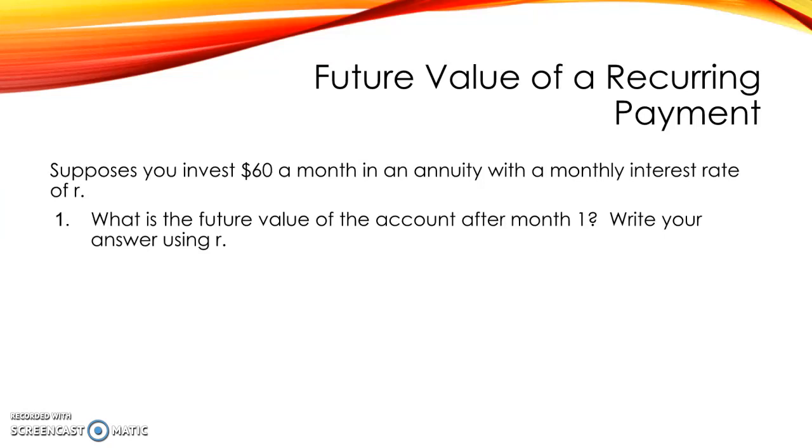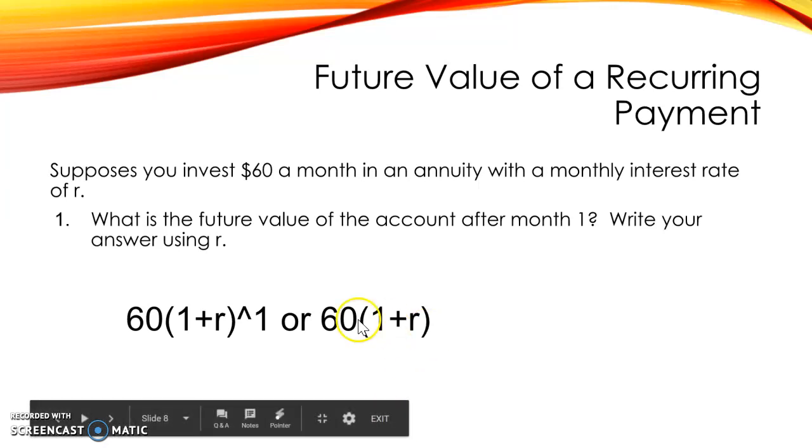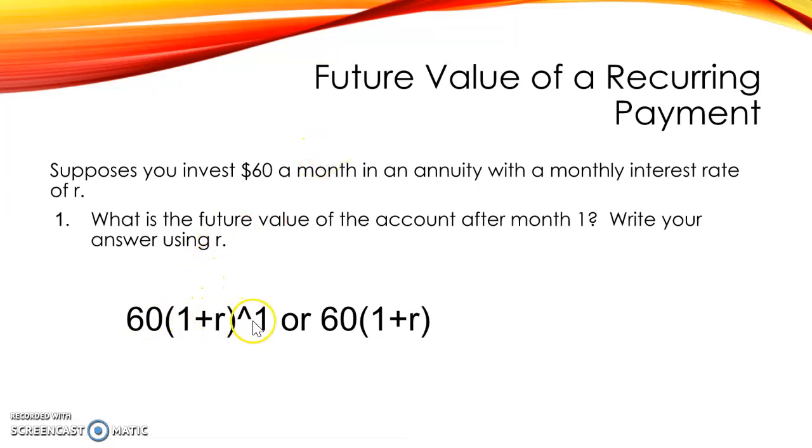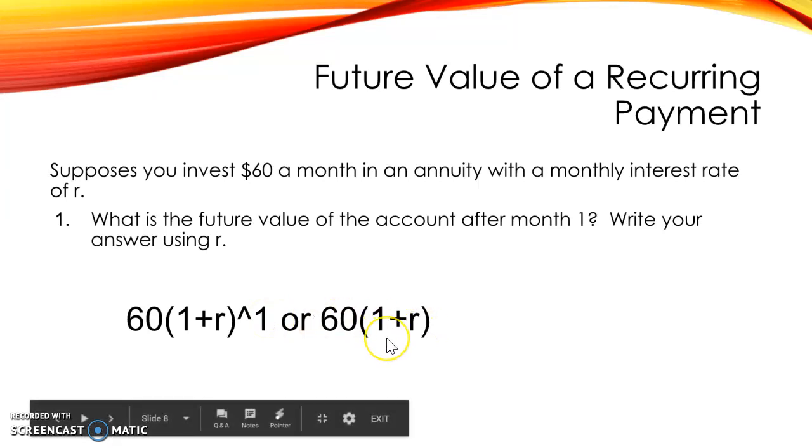Well, if we think about that for a minute. After 1 month, the value of it would be $60, that's the original amount we put in there, times 1 plus the interest rate raised to the first power. That's the old future value formula. So that's how much it would be worth after 1 month.